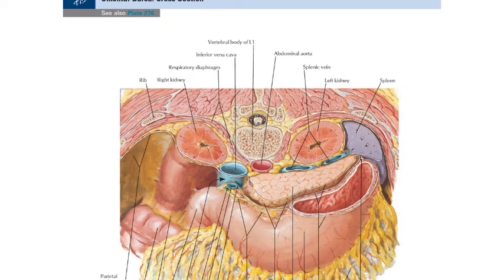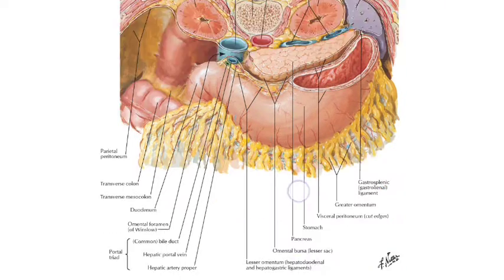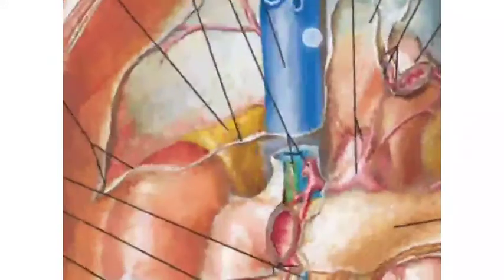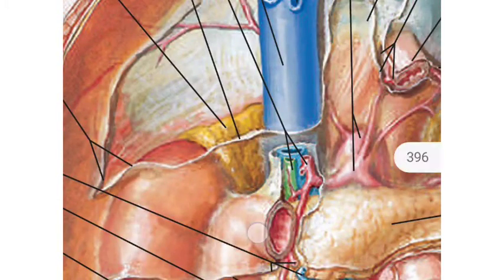Now, the proximal half of the upper border gives attachment to the free margin of the lesser omentum. This is the free margin of the lesser omentum. On the most posterior plane, the upper border forms the floor of the epiploic foramen, that we know. This canal is the epiploic foramen. Its floor is formed by the proximal part of the upper part of the first part of the duodenum.